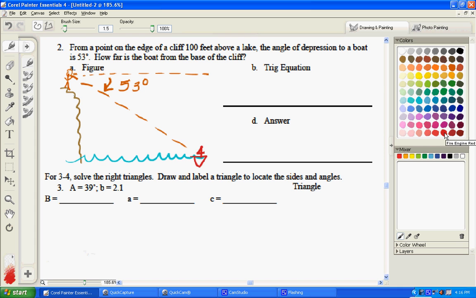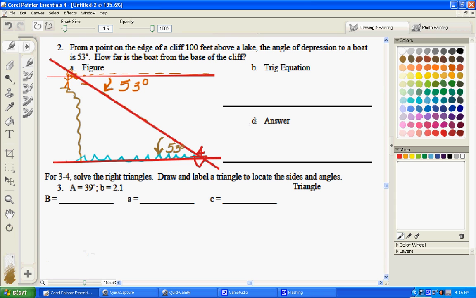Now, if you'll remember from geometry class, we know that if you have 2 parallel lines and a transversal, these would be parallel lines. The line of sight and the line of the water would be 2 parallel lines. The transversal would be your line of sight down to the boat. We know that if you have 2 parallel lines and a transversal, that these measures are congruent. Alternate interior angles are congruent. And that's going to be important for us to know.